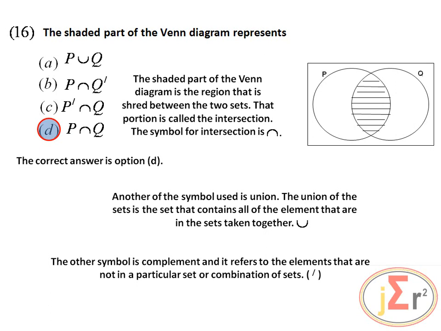The other symbol is complement, and it refers to the elements that are not in a particular set or combination of sets. Therefore, the complement of set P will be the set that contains all of the elements that are in the Venn diagram, or all of the elements that we are speaking about in a particular situation, that are not in set P.